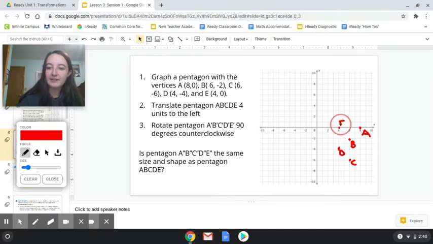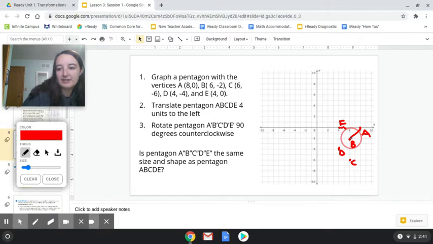And then we connect those dots in the order of which it says, A, B, C, D, E, so A to B, B to C, C to D, D to E, and back to A. So that is our original pentagon right here.